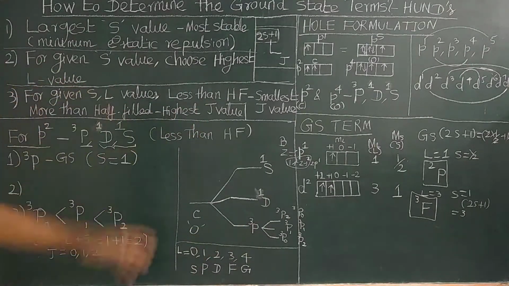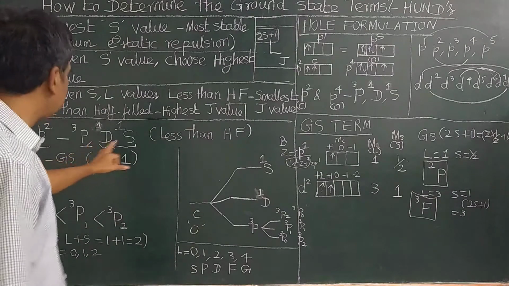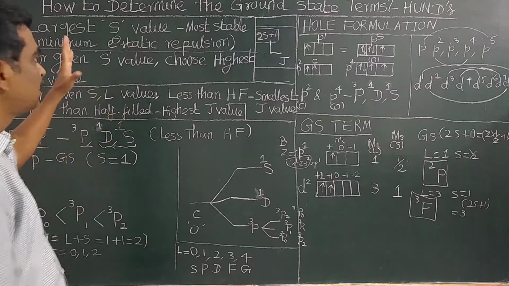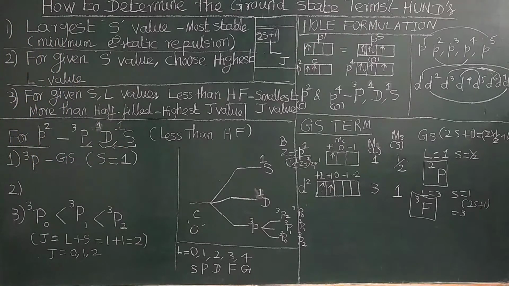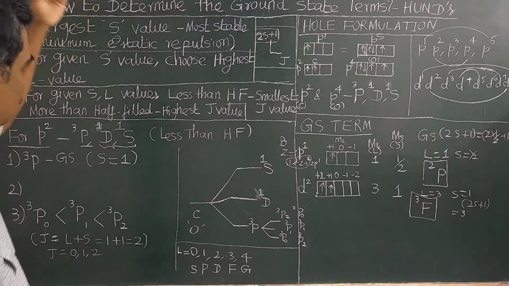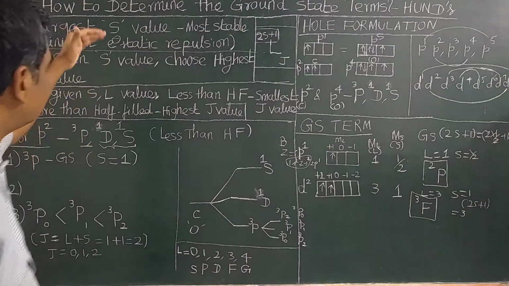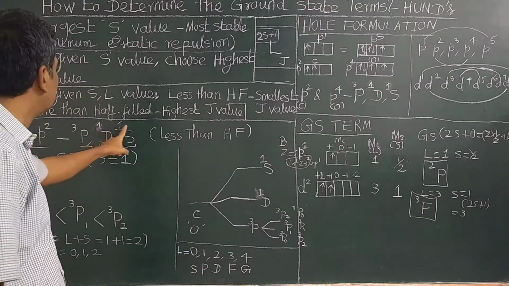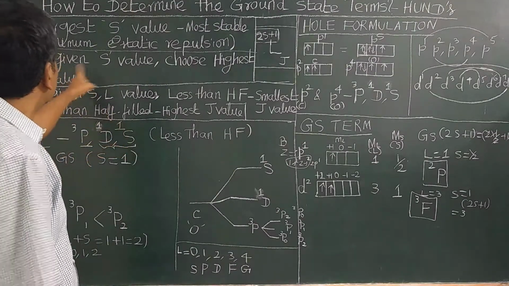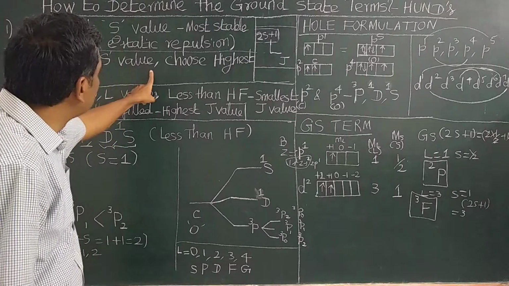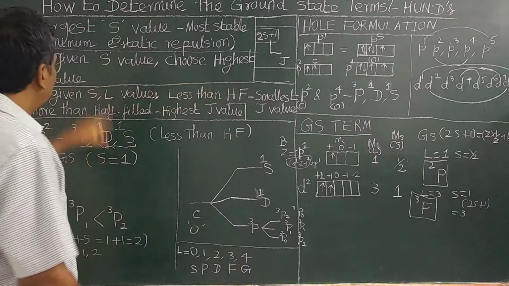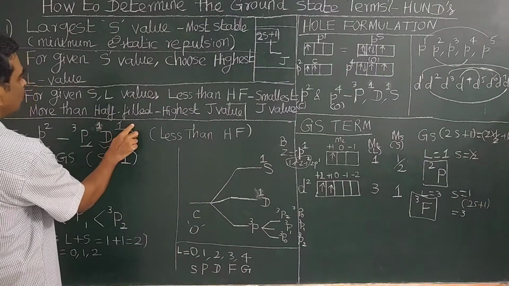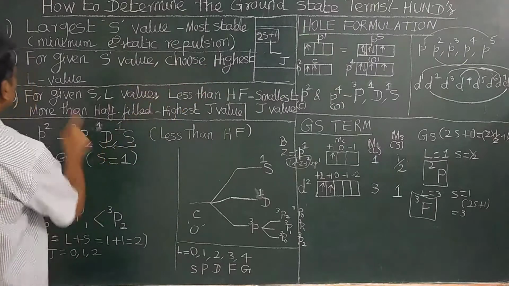Right. Next, let us apply the next rule to find the first excited state and second excited state. For a given S value is the most important. Always the S value. Choose the maximum S value, then choose the next maximum S value. The next maximum S value is 1. So 1 and 1, both have the same S value. Then choose the highest L value.